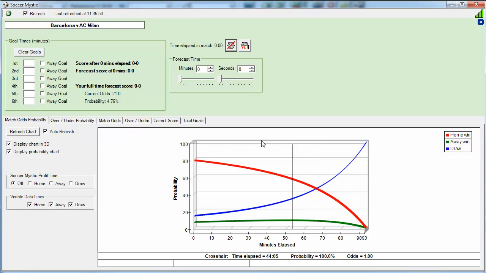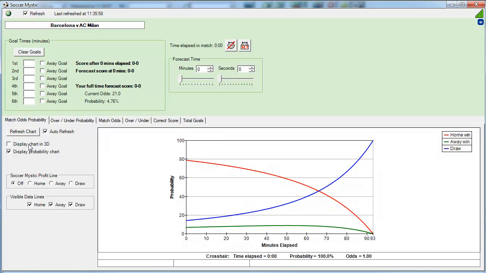The chart here is showing match odds, and it's showing it in terms of probability because that fits neatly onto one graph. If I switch off the 3D, it may be a little bit clearer. But you can see here that Barcelona are expected to win this match. At the start of the match, there's an 80% probability that they will win. And then as the match progresses, the chances of them winning, if there's no goal scored, decreases and eventually collapses to 0. But you can move the crosshairs around and it will give you an estimate of the odds and where those odds are likely to be at some point during the match.